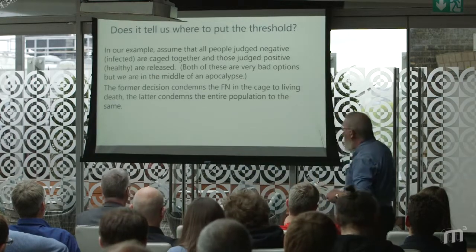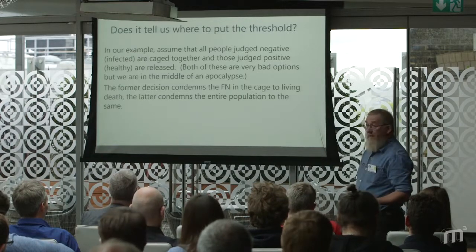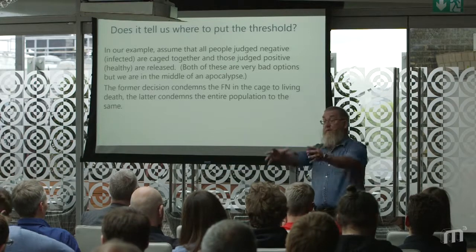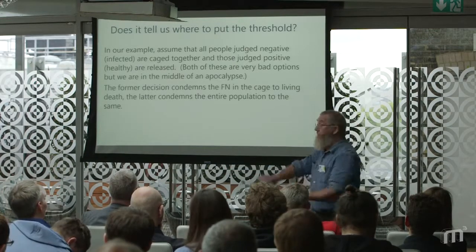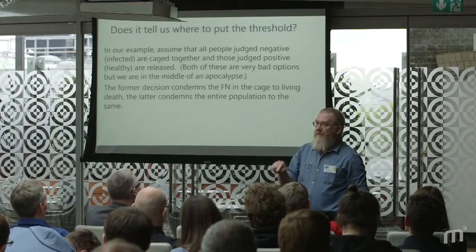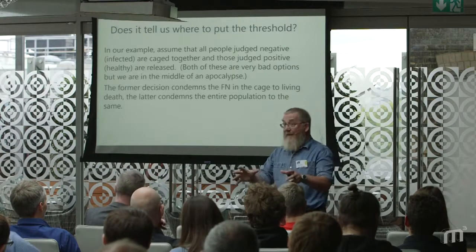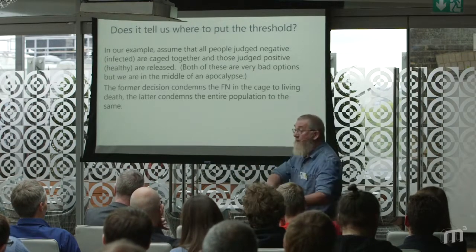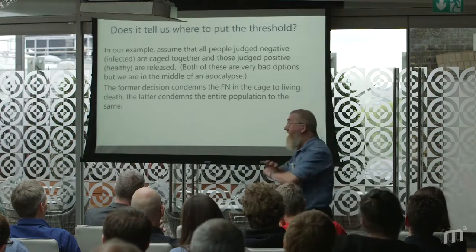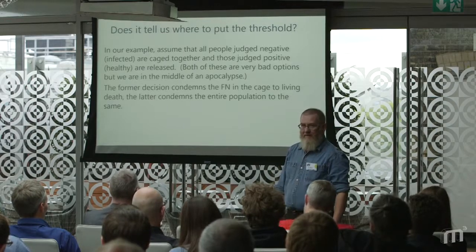So people judged negative are caged together. Suppose we did that. We say, okay, anybody who's negative, who we think is a zombie, we're going to leave them in the cage. Everybody else we're going to let free. Well, the problem for that is the people who are healthy in the cage die. And that's bad, but it gets worse, because everybody we release who is infected, they go out and they bite people. And it's the end of society as we know it.